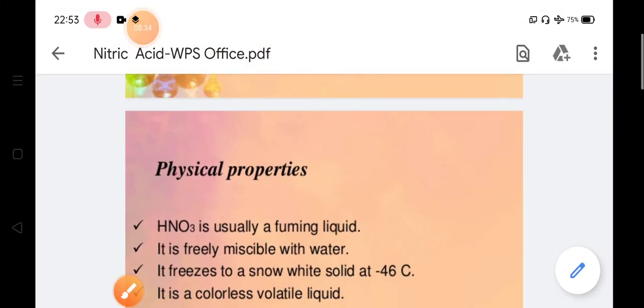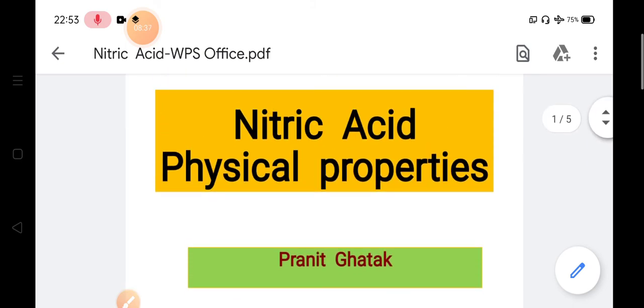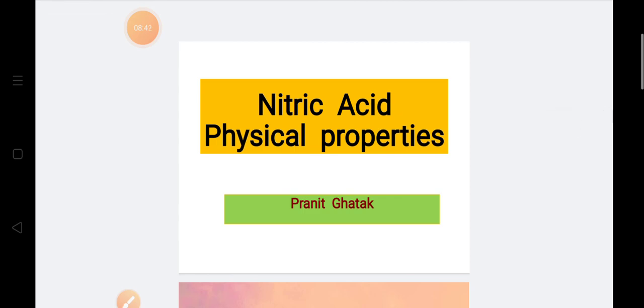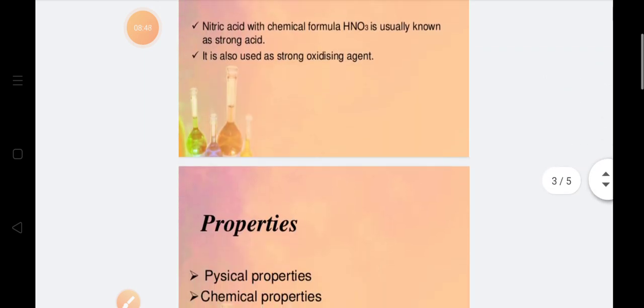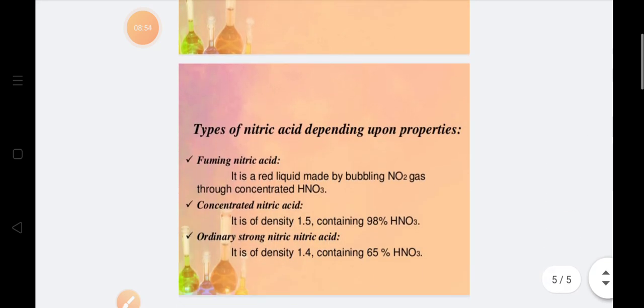We have already discussed the formula, the chemical name and the characteristics of nitric acid, as well as the physical properties and types of nitric acid. Here we have seen the three types of nitric acid: fuming nitric acid, concentrated nitric acid, as well as ordinary strong nitric acid.